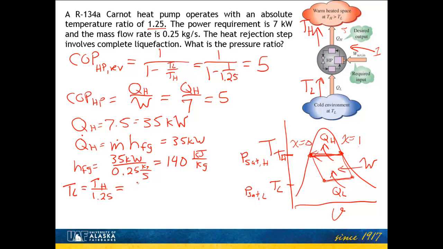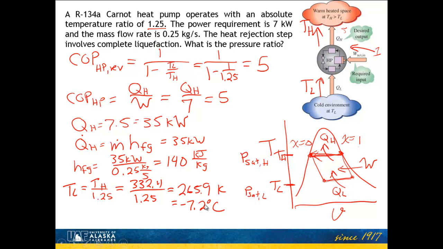So that's going to be T high, which we interpolated as 332.4, over 1.25. That gives me my low temperature of 265.9 Kelvin. That right there is equal to minus 7.2 degrees Celsius. All right, so there's what my T low is, and now I'm going to find the corresponding pressure at that temperature.